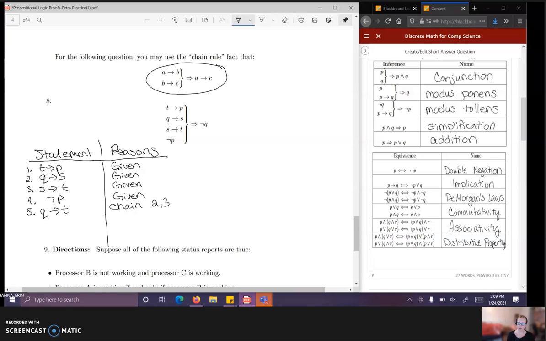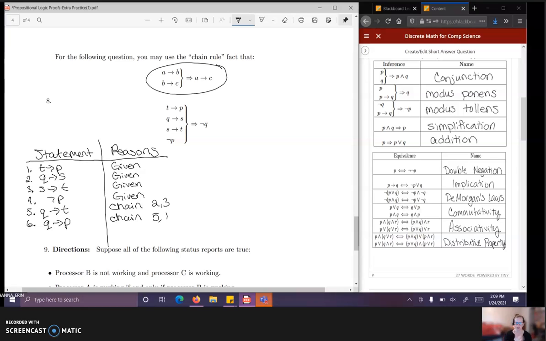And now we have Q implies T, and we originally were given T implies P. So we could use that chain rule again to get Q implies P by chain on 5 and 1. And now it's pretty much great because now we've got the setup for modus tollens. We've got Q implies P and not P. It's kind of like the backward setup of modus tollens.